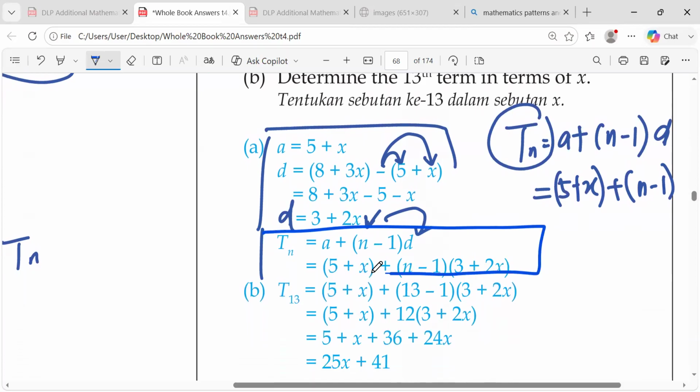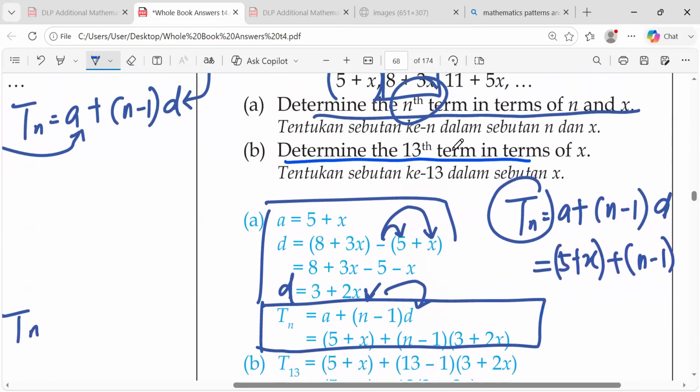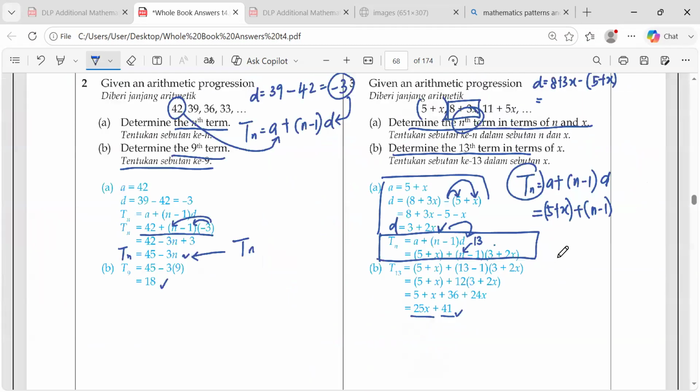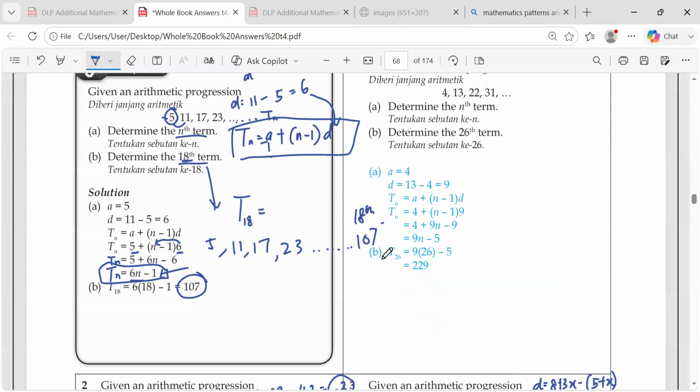And then you get the answer. You don't need to expand. I'm so sorry, you don't need to expand, because we need to use it for this B. Okay, determine the 13th term. You just substitute 13 inside and then you will get the answer. You just expand one by one and leave the answer in x and number. So for all the questions, we cannot know how many terms they have. Only we have the nth term, sebutan yang ke n.